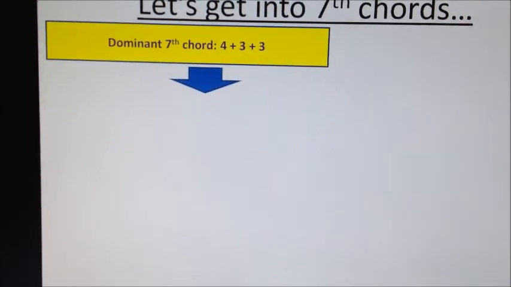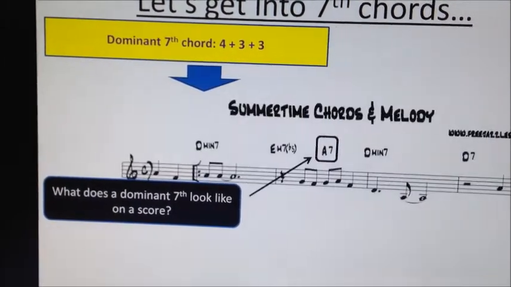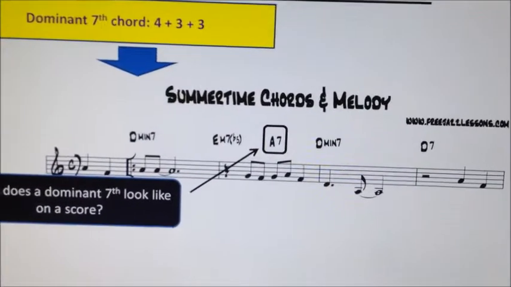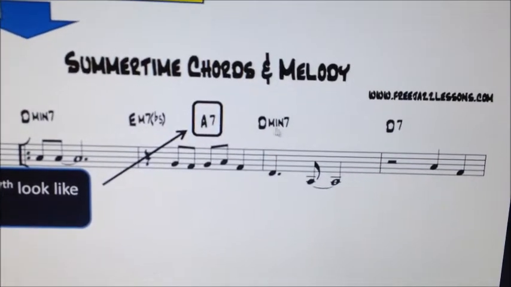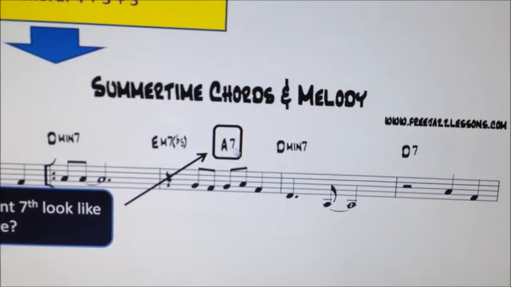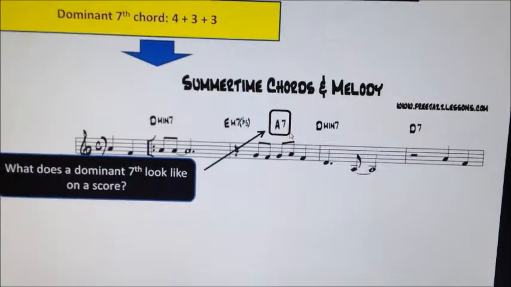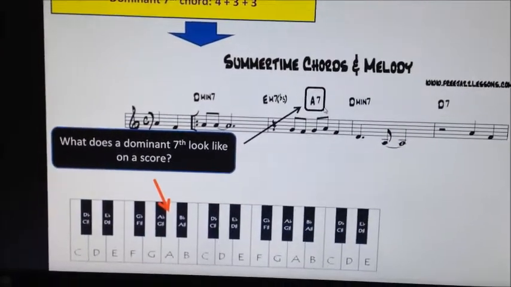So we're going to look now at how to find those notes on the keyboard. First of all, let's look at what a dominant seventh looks like on the score. Note there aren't any, look at this one, D minor seventh. There aren't any letters like minor or major before the 7. A dominant seventh, because it's used so often, just has the number 7 after it. That's important to note. More on that in a little bit.